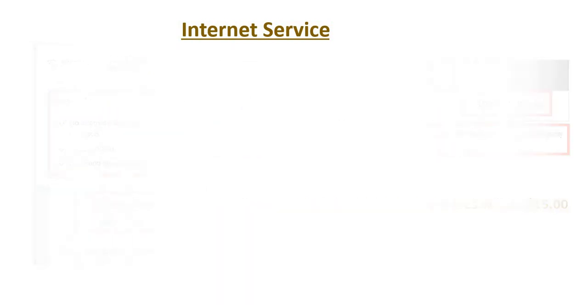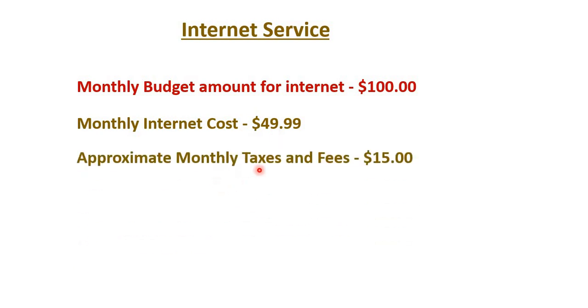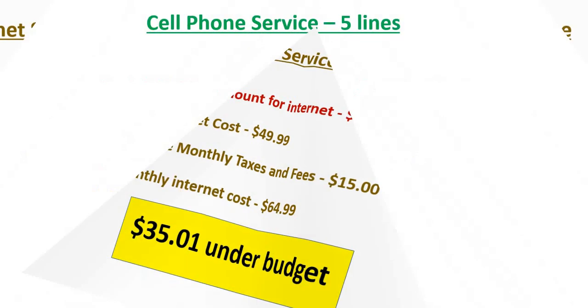So now, let's organize that information. In my budget, to create the budget assignment, I set aside $100 for internet. I saw that the monthly cost, at least for the 12 months, is $49.99, and I approximated that the fees and taxes are going to be $15. So that gives me a total of $64.99 per month. Nice, that puts me another $35.01 underneath the budget. That's a good thing. So I'm 2 for 2 as far as being under the budget, so that's great.